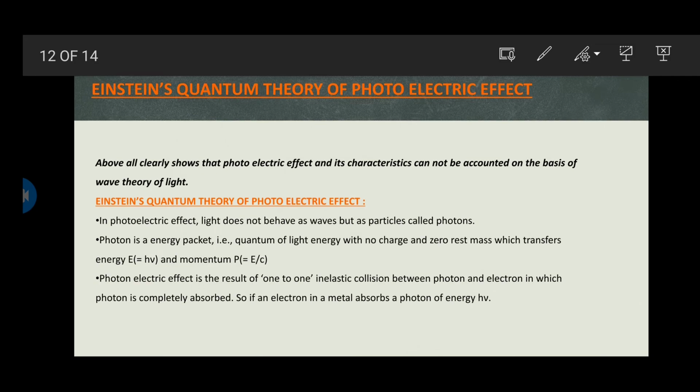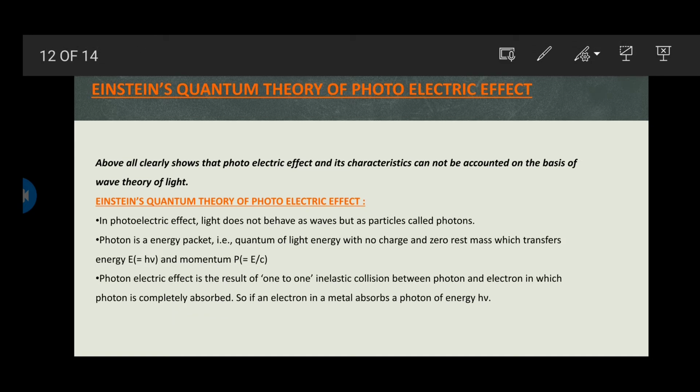Now let us see Einstein's quantum theory of the photoelectric effect. The photoelectric effect is evidence of the particle nature of light, which contradicts the wave theory due to the failures of the wave theory of light. Einstein formulated the particle nature of light. All of the above clearly shows that the photoelectric effect and its characteristics cannot be accounted for on the basis of the wave theory of light. Einstein's quantum theory of the photoelectric effect: in the photoelectric effect, light does not behave as a wave but as particles called photons.